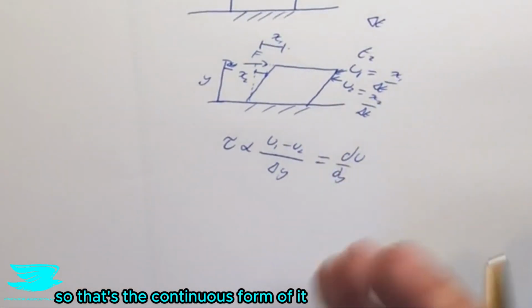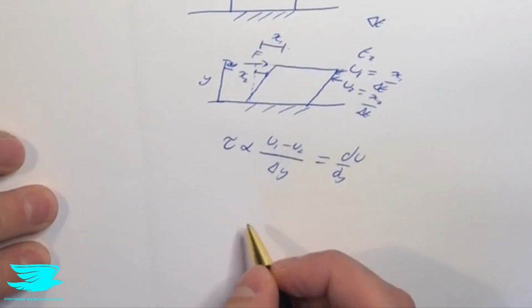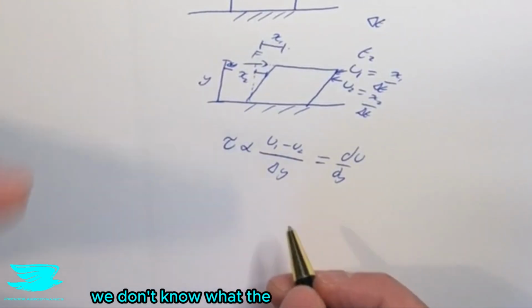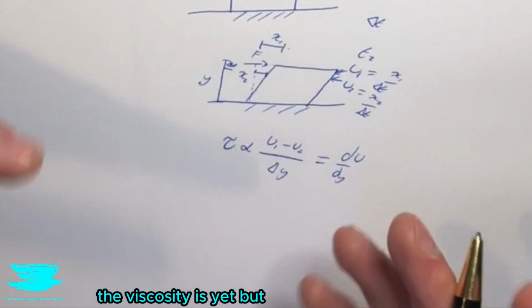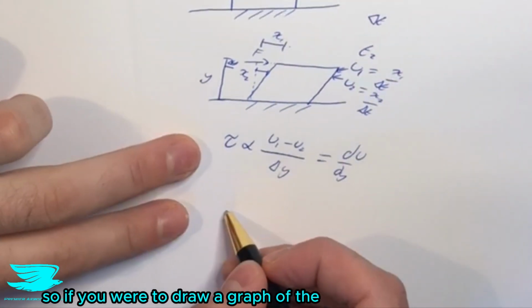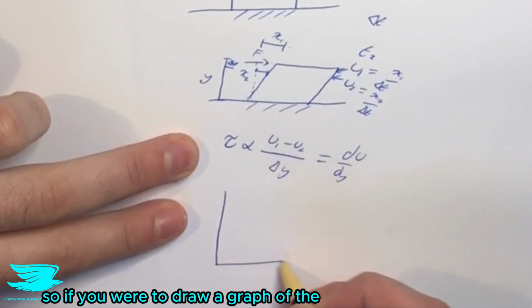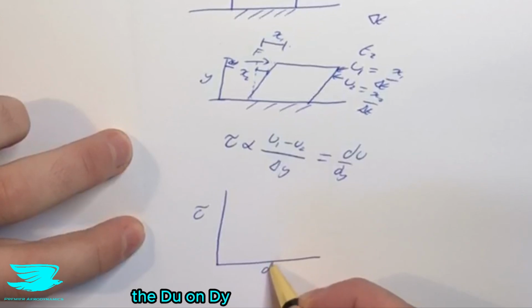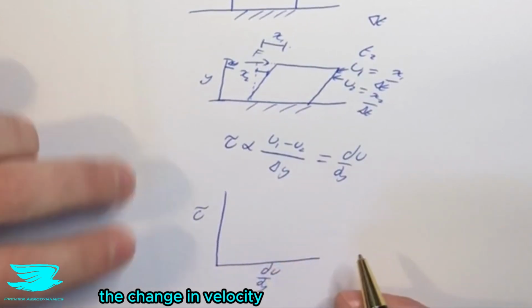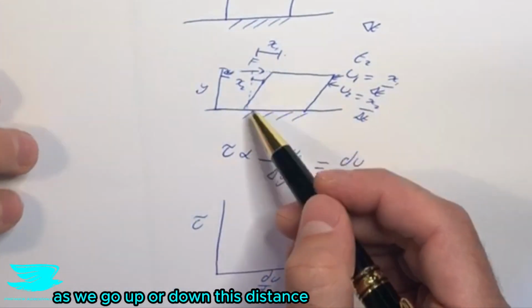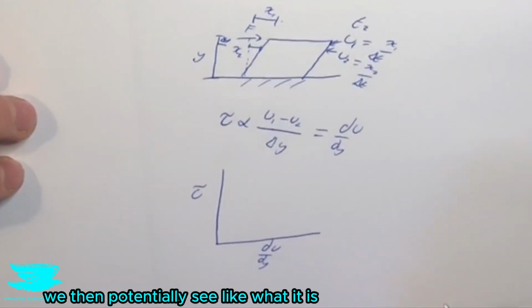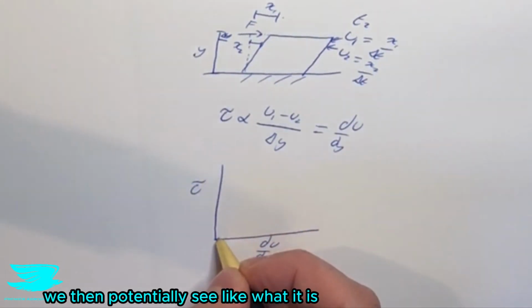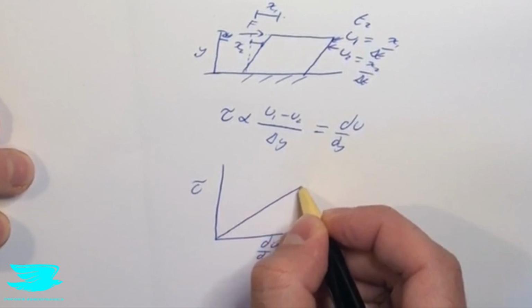So that's the continuous form of it. Now, we don't know what the viscosity is yet, but we can calculate this quite easily. If we were to draw a graph of the shear stress on the y-axis and du/dy, the change in velocity as we go up or down this distance, we will then potentially see what it is. We'll see if it's linear or not linear.